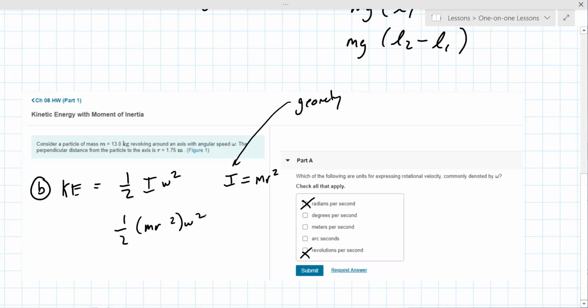Sometimes you rewrite w as something over something, but they give you w in this problem, right? They tell you w is what value?